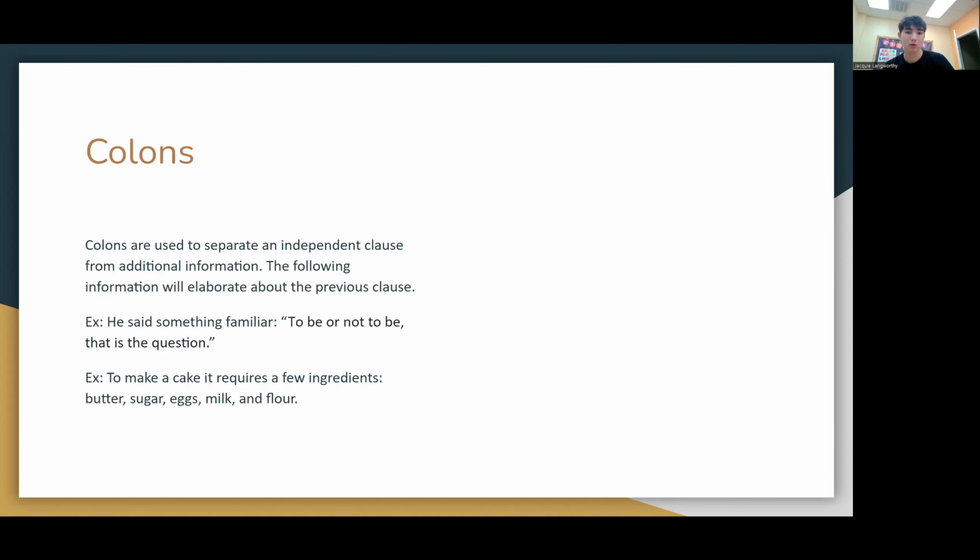Punctuation rules. Colons separate independent clauses from more information. More information is going to be about the previous clause. So either it can be like "to be or not": he said something familiar, to be or not to be. That is the question. In that case, he's elaborating on what's familiar. Or it can be a list, as in the second example, where it lists out the few ingredients required to make a cake.